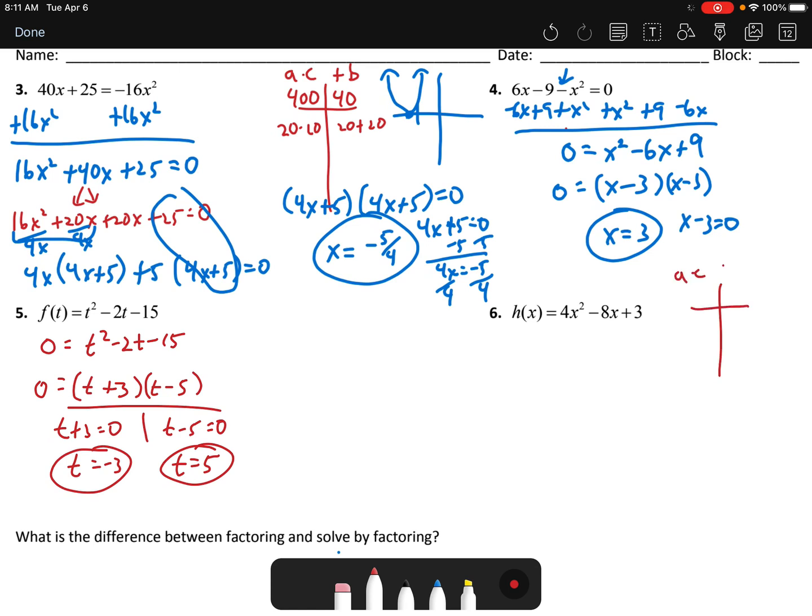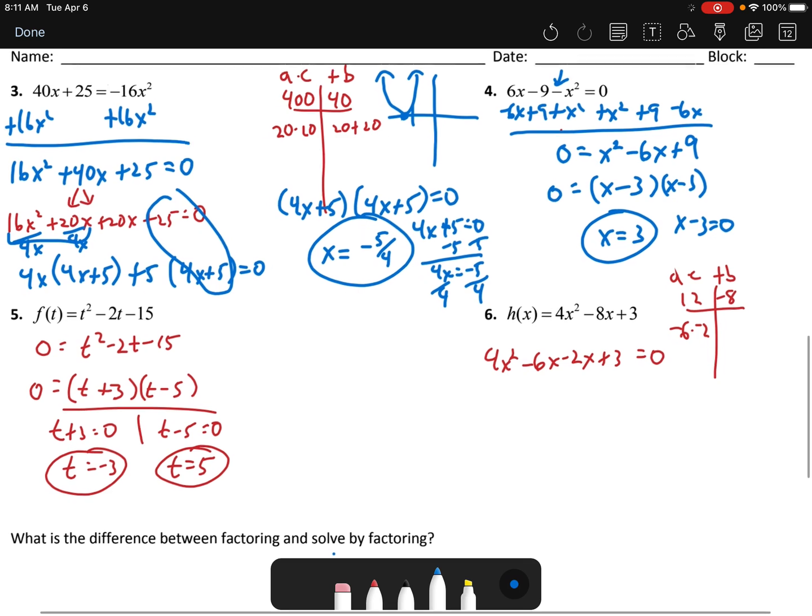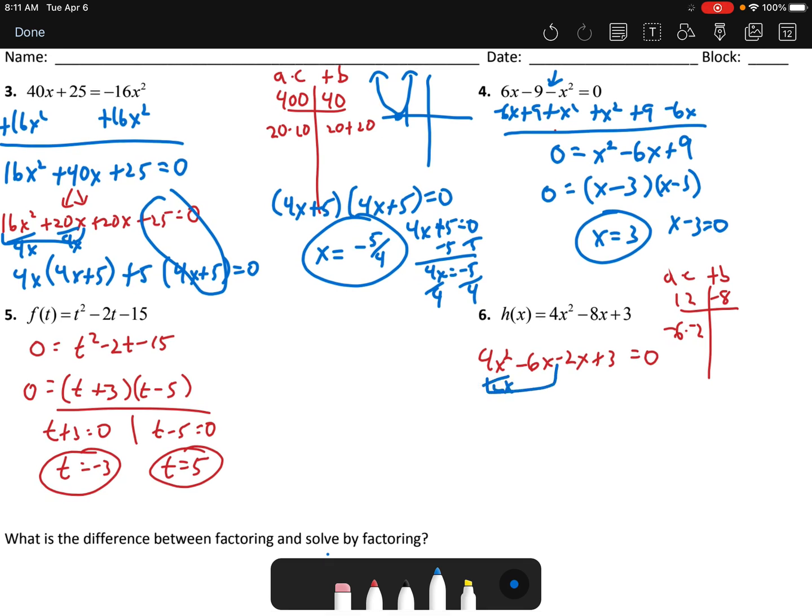Looks like 6 is another one of these. 12 and negative 8, I believe that's negative 6 and negative 2. So we're going to split the middle term. Set it equal to 0. I think 2x comes out of there. Left with 2x minus 3. Then we're going to divide these two. Minus 1. So 2x minus 3, 2x minus 1 equals 0.